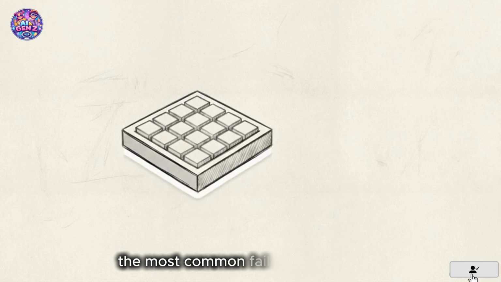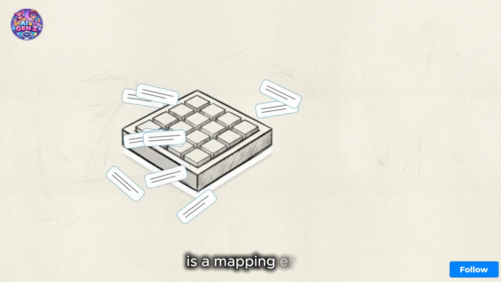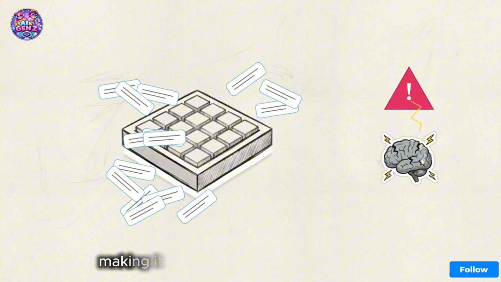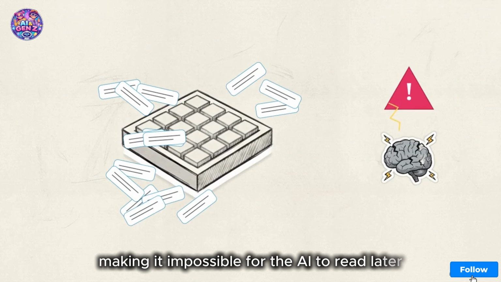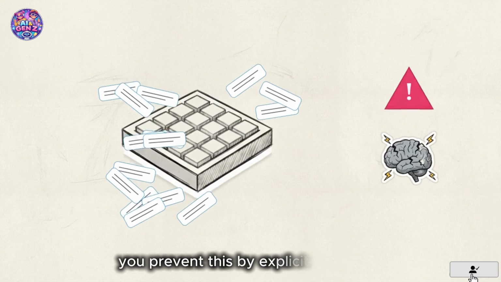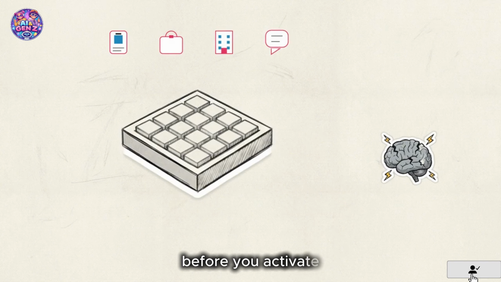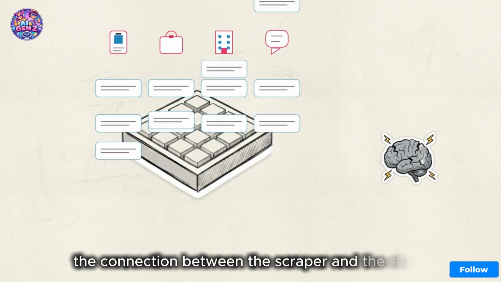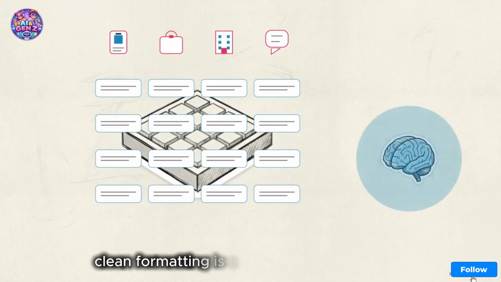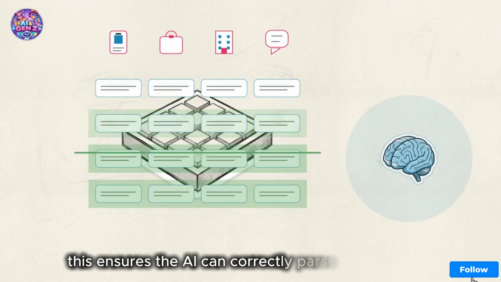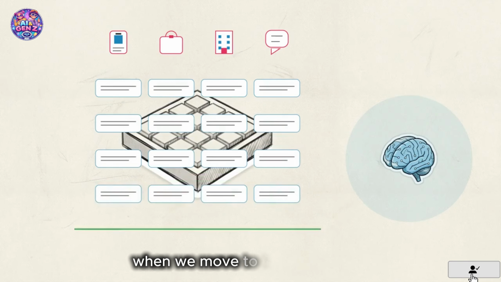The most common failure at this stage is a mapping error, where scraped information ends up in the wrong columns, making it impossible for the AI to read later. You prevent this by explicitly creating and labeling your spreadsheet headers before you activate the connection between the scraper and the sheet. Clean formatting is a mandatory prerequisite. This ensures the AI can correctly parse each variable when we move to the logic phase.